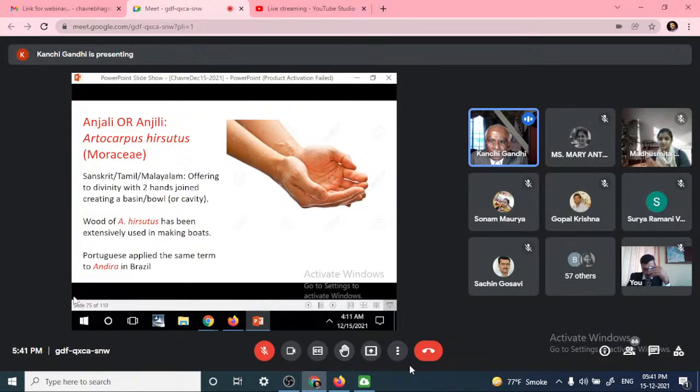Anjali. Since a boat, a small ship, was made from the wood of Artocarpus hirsutus, the local common name was Anjali. And these Portuguese people learned that name Anjali. When they went to Brazil and used a legume tree for boat making, they gave the same Tamil Malayalam name to that Brazilian tree. And that name somehow became established there as a common name. And Lamarck didn't know the history. He merely said this is a Brazilian name, and he gave the legume genus name as Antira.